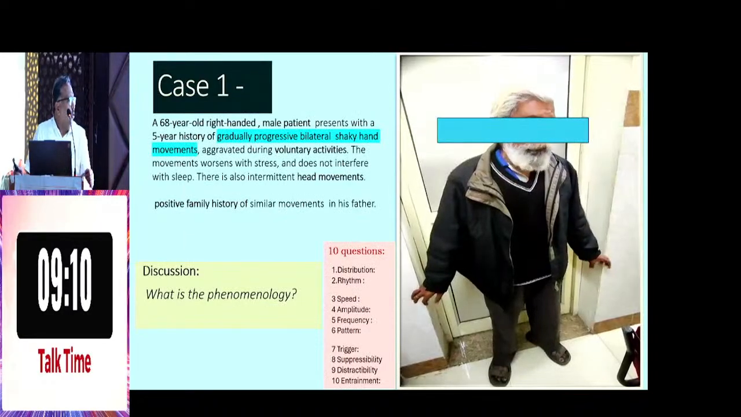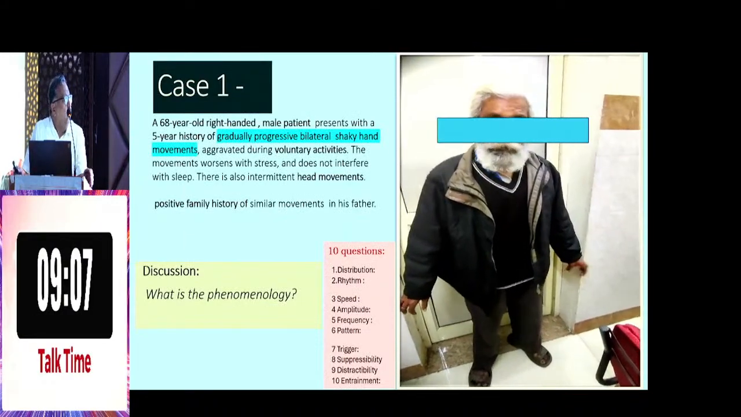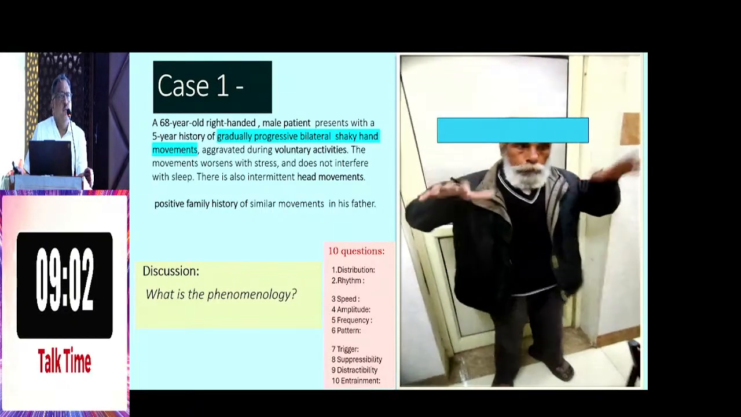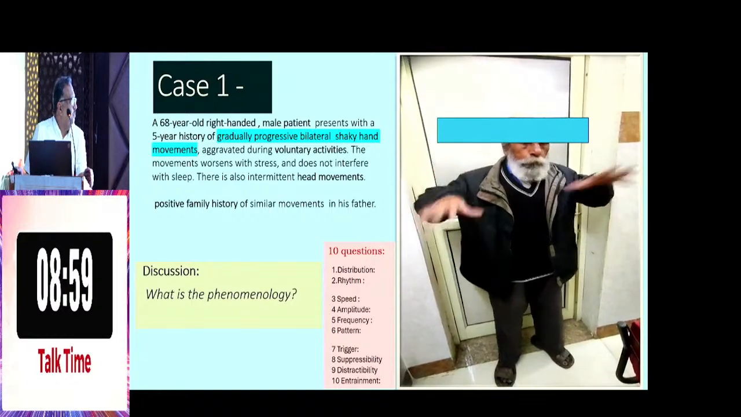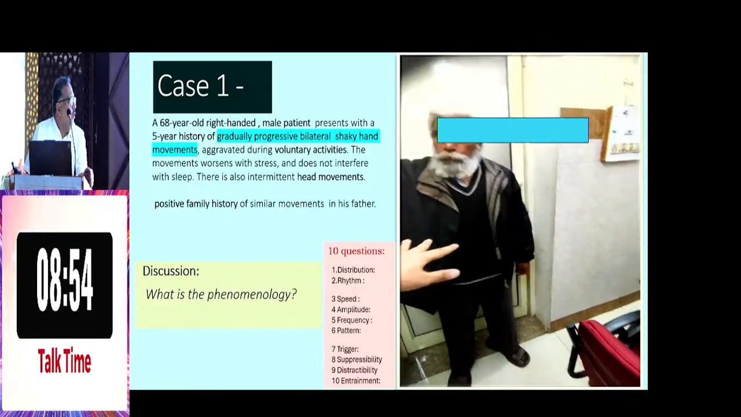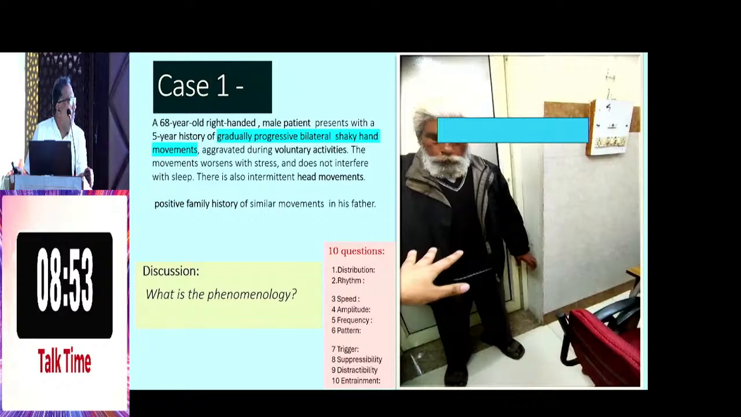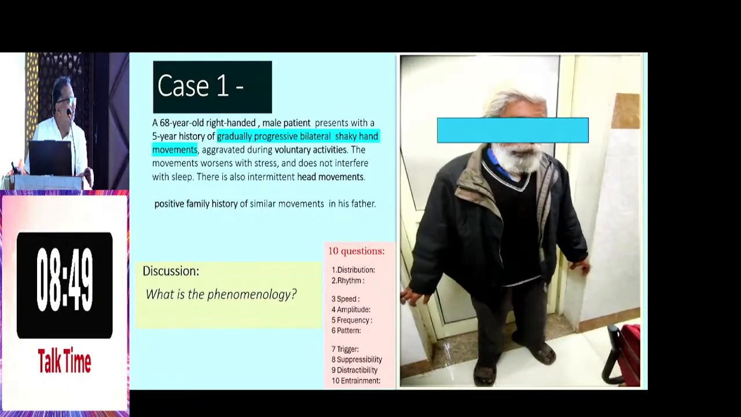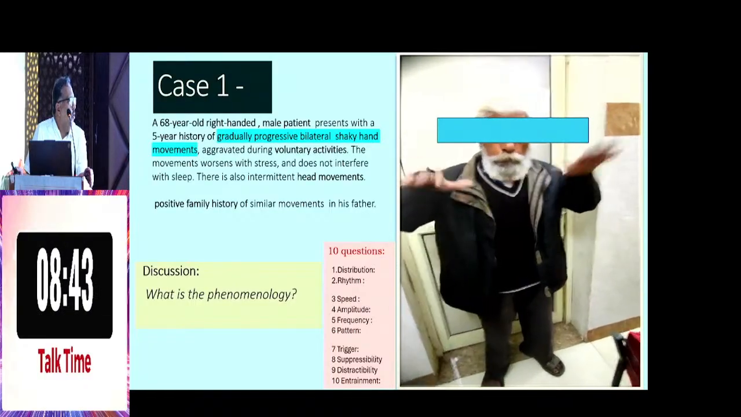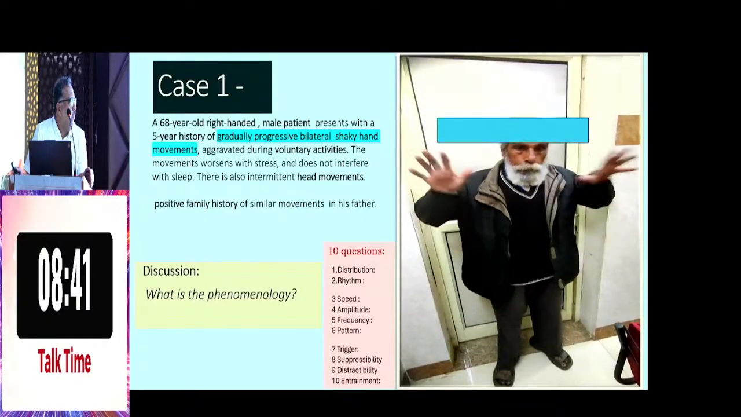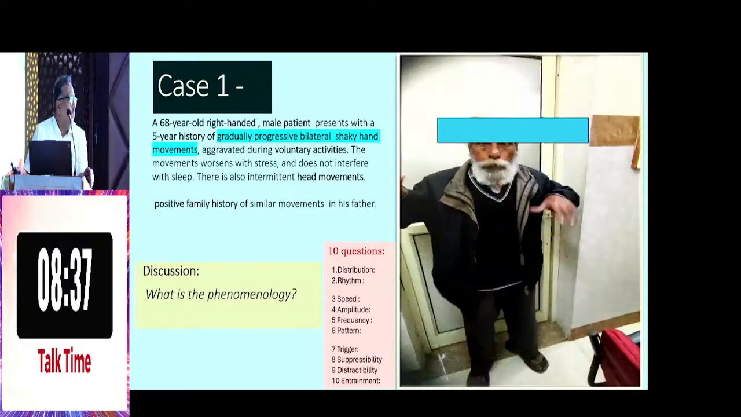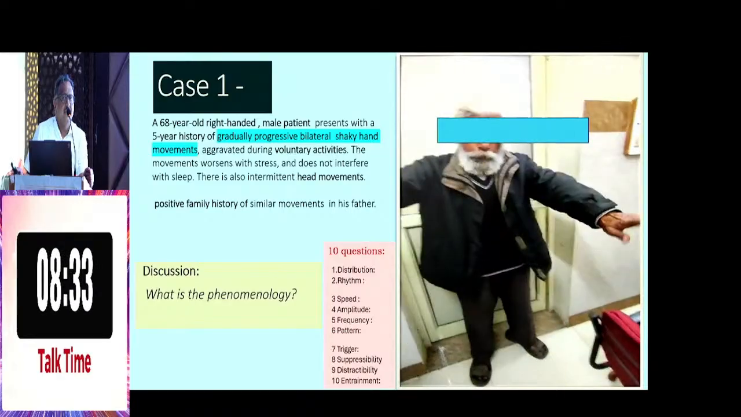So, a case-based approach. This patient came to the neurology OPD. Anyone guess what this movement is? A 68-year-old right-handed male patient presents with a 5-year history of gradually progressive bilateral shaky hand movement aggravated during voluntary activity. The movement worsens with stress, and does not interfere with sleep. There is also intermittent head tremor. Positive family history of similar movement in his father. Anyone? No.